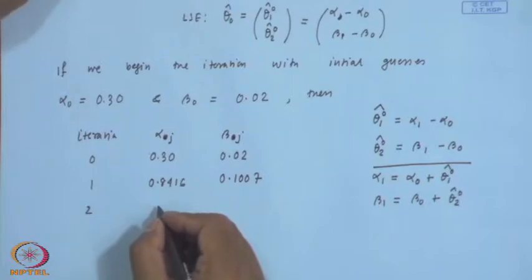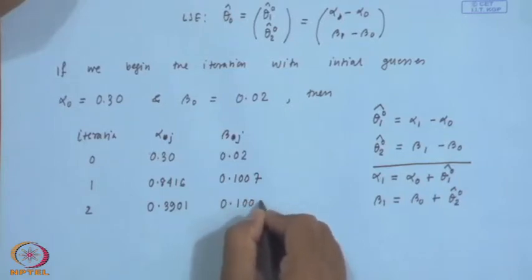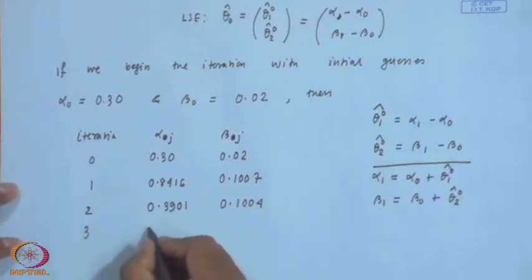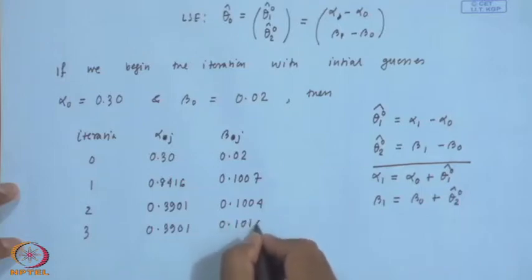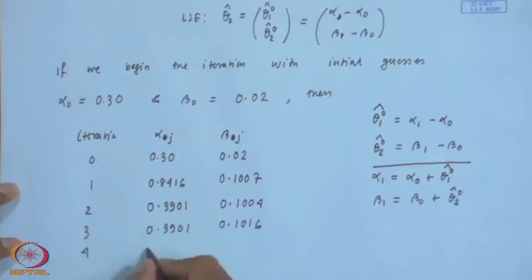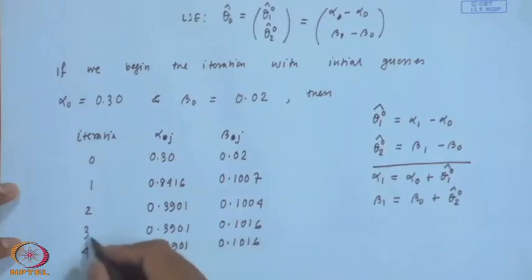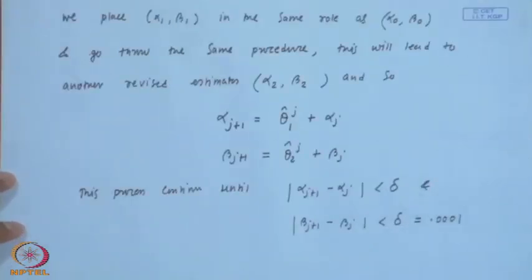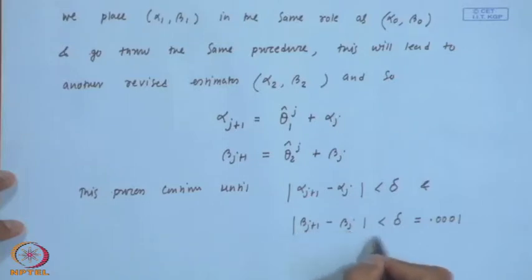you can check that the value of alpha 2 will be 0.3901, and beta 2 will be 0.1004. In the third iteration it will be 0.3901, and here it is 0.1016. In the fourth iteration you will see alpha is not changing: 0.3901 and 0.1016. So, at the fourth stage you see that there is no difference between the third and fourth step. And so alpha 4 minus alpha 3 is less than this quantity. Similarly, beta 4 minus beta 3 is in fact 0. So, we can stop here.